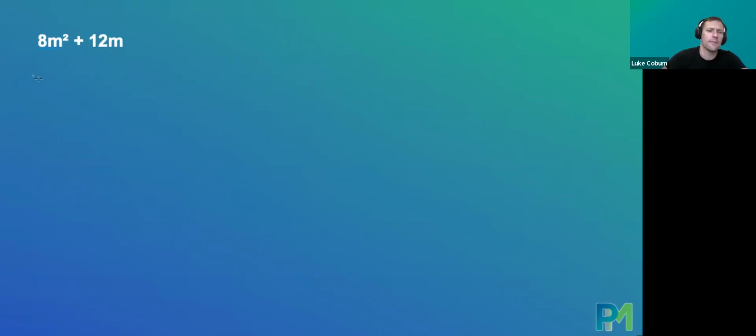So this one here, 8m squared plus 12m, it's not a trinomial, okay? There's no minus sign. This is not just a number. So this is not the difference of two squares. So this is common factor stuff.